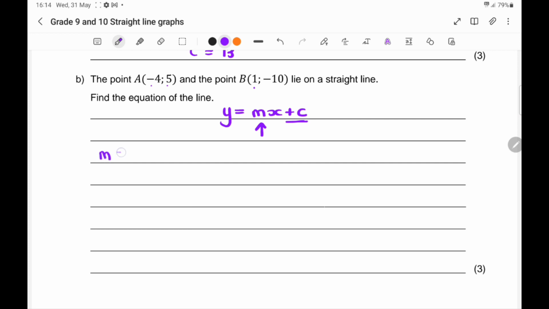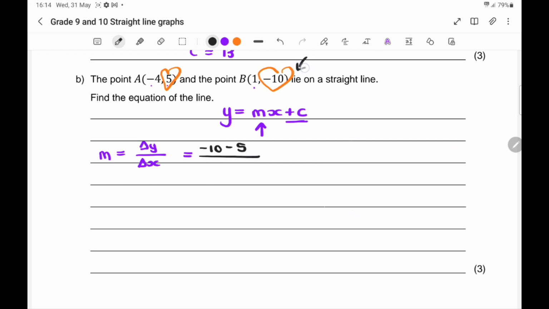And the way to find the gradient, do you remember, is the change of y over the change of x. So if you take the two y values, I always put them in little hearties just to highlight them for me so that I don't get confused. The change of y, which is -10 minus 5.